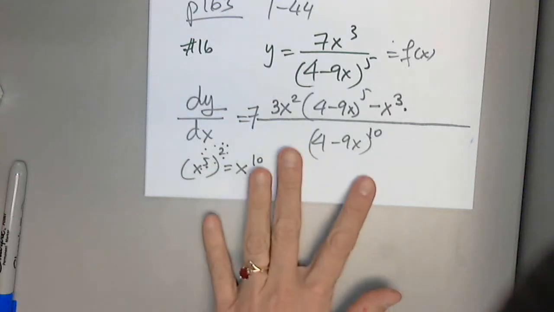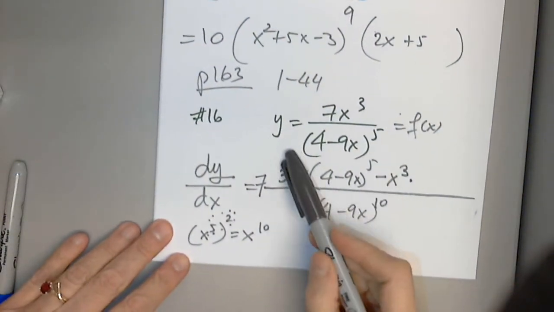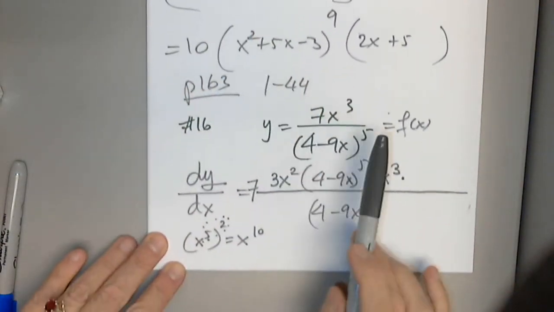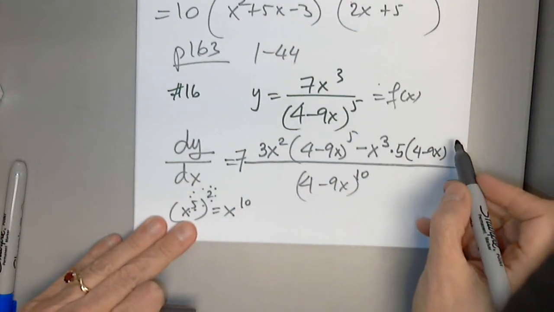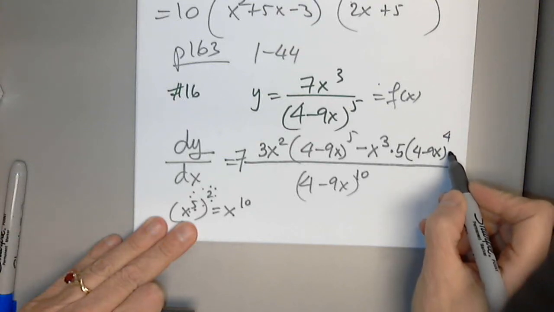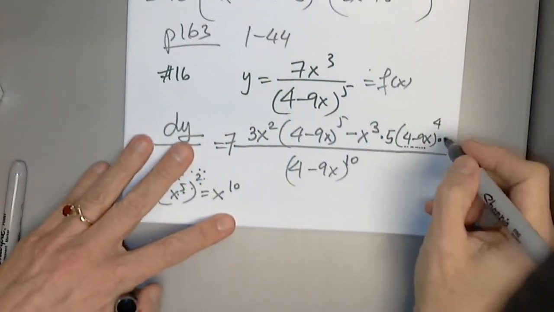Remember the power rule. Exactly the same idea. I bring the power in front, I subtract 1 from the power, and I differentiate this. Ready? So we're differentiating, it's the same thing. Okay, we bring down 5. 4 minus 9x to the 4. Very good. Times the inner function prime. How much is 4 prime? 0. How much is negative 9x prime? Negative 9. Correct. So I have to put in parentheses negative 9 in here.